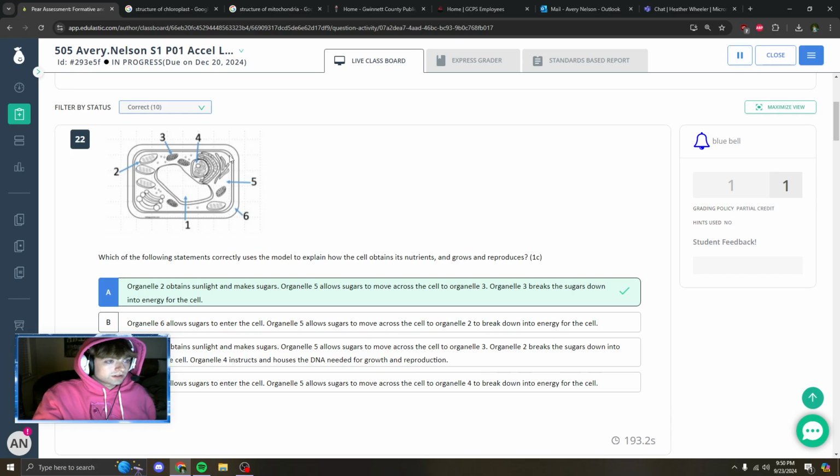So we have some most missed questions from our test on cells to go over today. There are going to be 4 of them, and we are going to start with number 22.